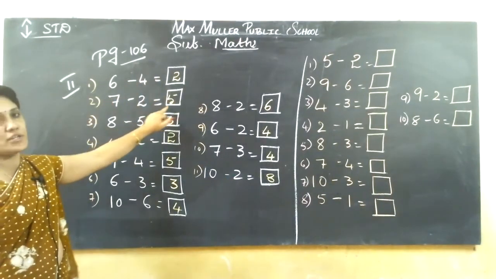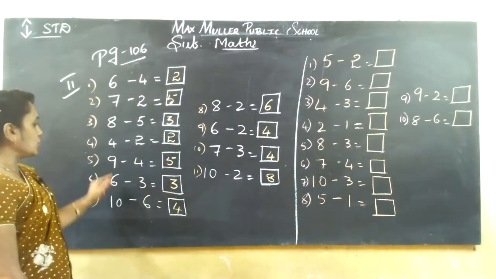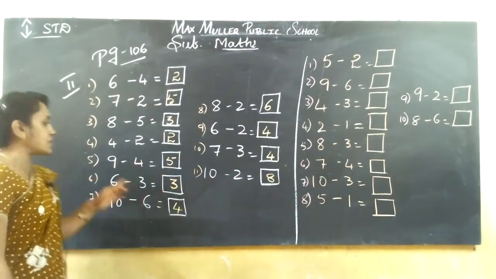7 minus 2, have you written 5? 8 minus 5, 3. 4 minus 2, 2. After writing like that, you should always check once.